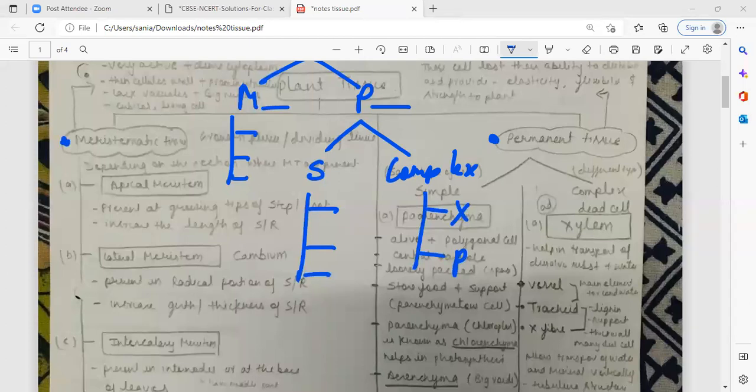And complex, you will again divide it into two. Just don't divide it further, just write it down. Complex, you have two: xylem and phloem. Clear? So you will first draw this table: parenchyma, sclerenchyma, collenchyma, apical, lateral, and intercalary. Clear? So quickly draw it and let me know once you are done.